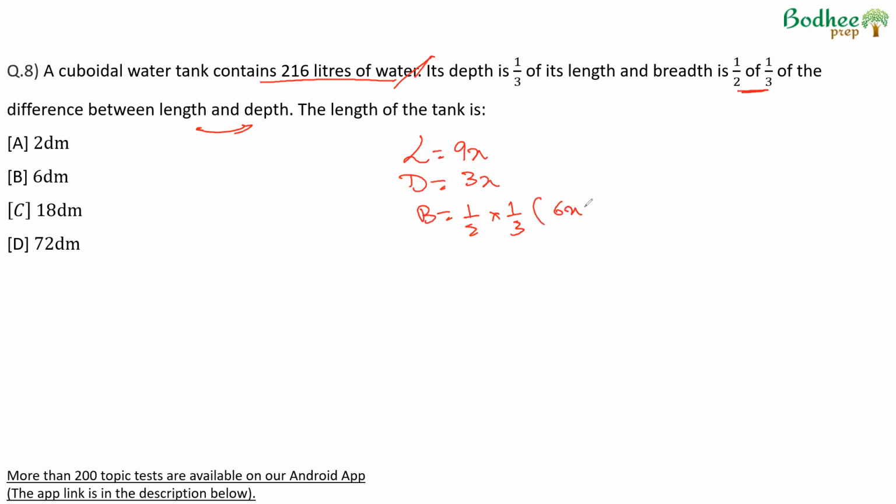Breadth is half of one third of the difference between length and depth, which is 6x. This will come out to x, and therefore we can say 9x into 3x into x, length into breadth into depth, is equal to volume 216. So x cube comes out to 216 by 27. Taking cube root, x is equal to 6 by 2, which is 3.